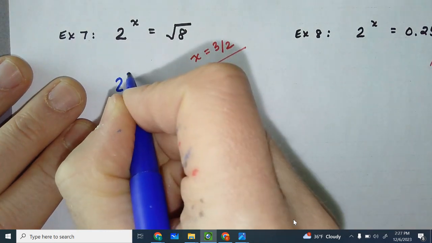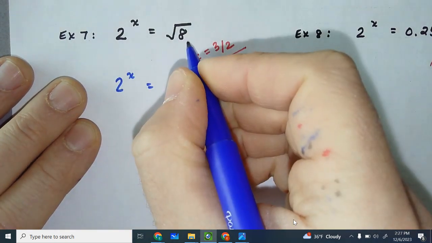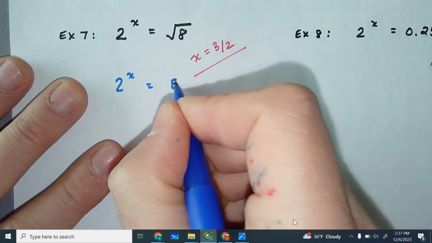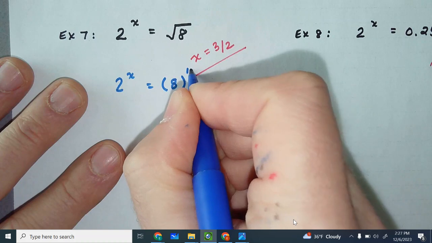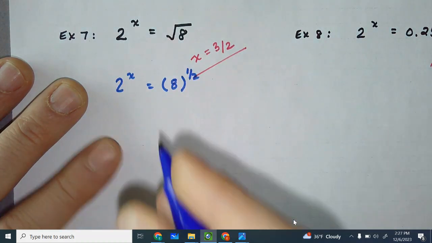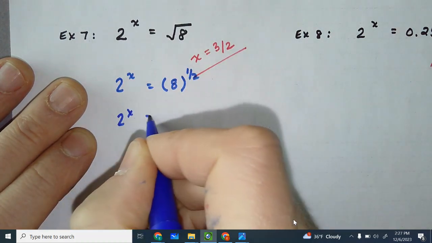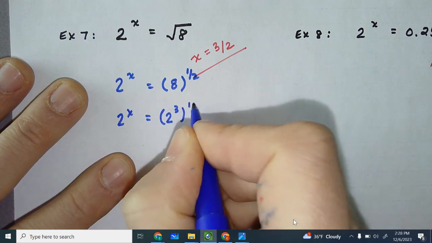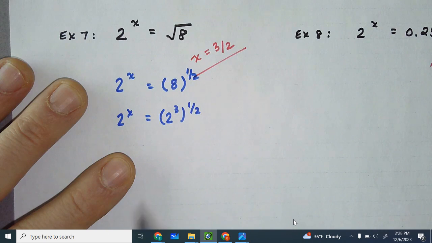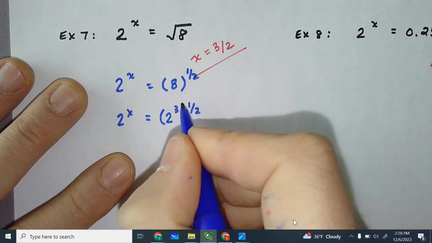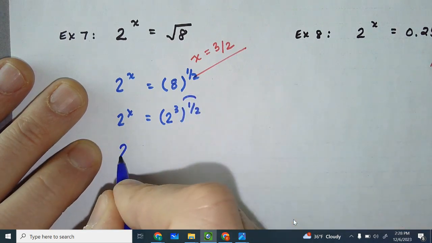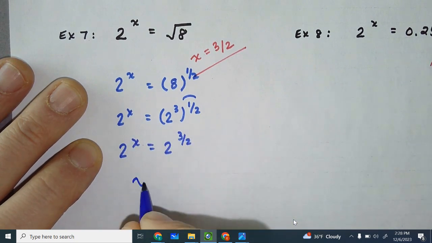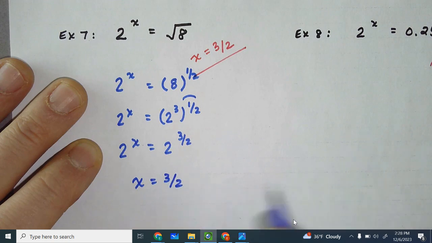On number 7, the first thing you want to do is note that this is 8 raised to the half power. And then the second thing you want to notice is that 8 is 2 to the 3rd. So this is 2 to the 3rd to the half power. Exponents, when you have parentheses, they multiply. So 2 to the x is equal to 2 to the 3/2, which means x is 3/2.